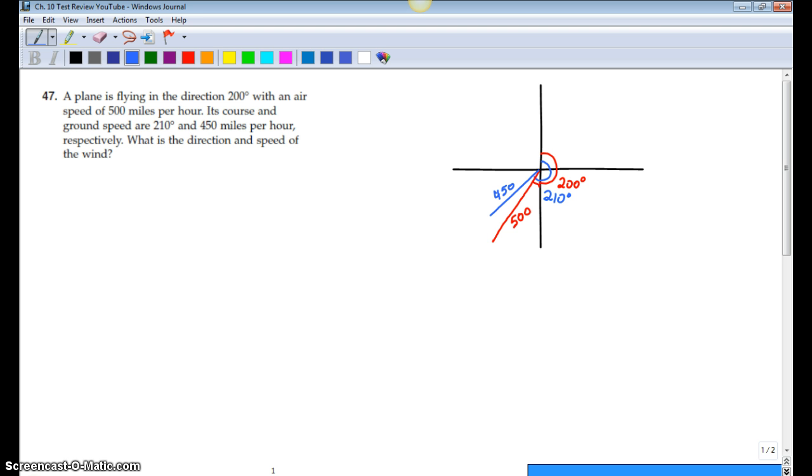Now, essentially what we've been given, like I said in class, we have vector P, which represents the plane right here. Down here, let's go, I don't know, let's go orange for W. Okay, that's what we don't know. That's what it's asking: what is the direction and speed of the wind? And then blue is our vector P plus W. There we go.